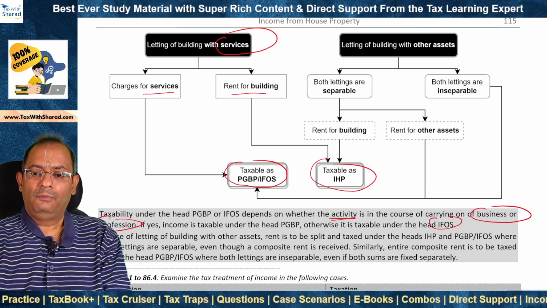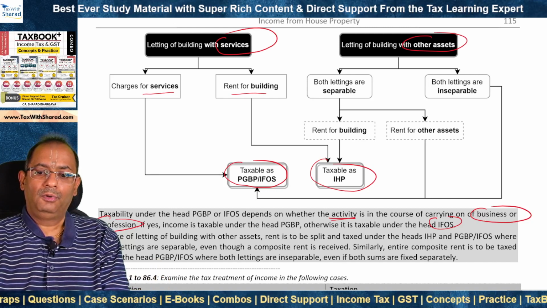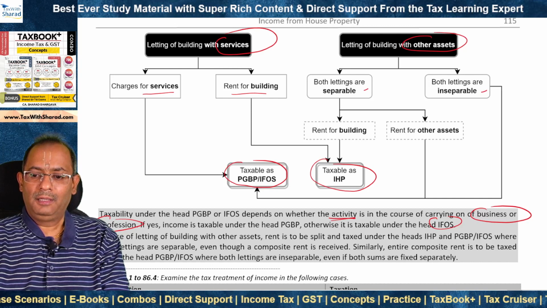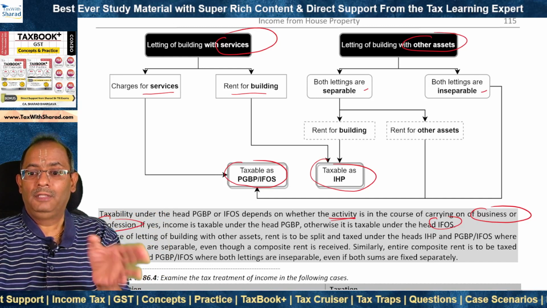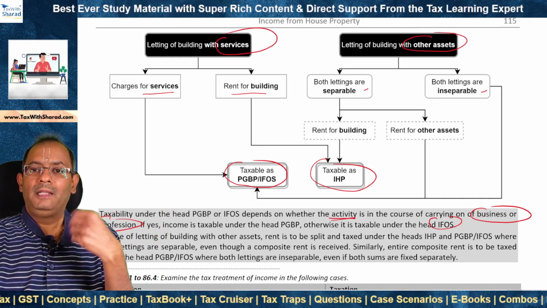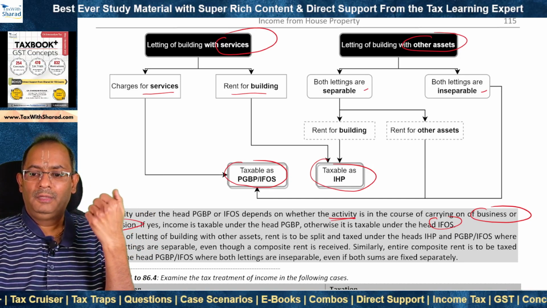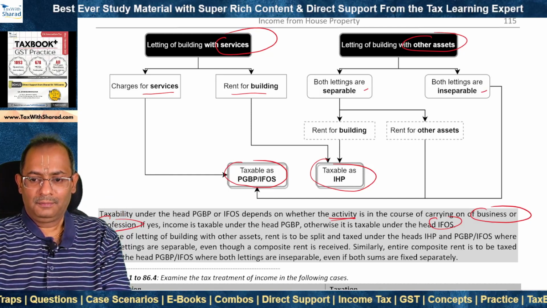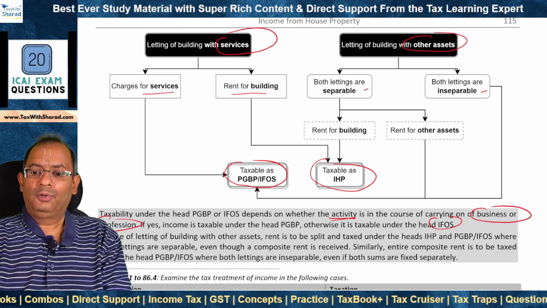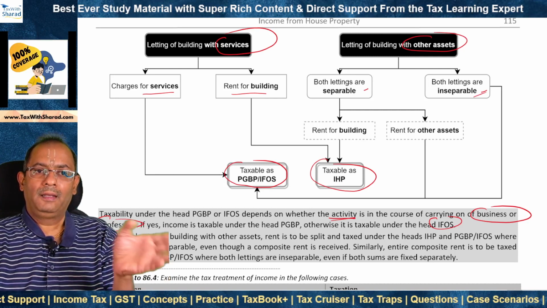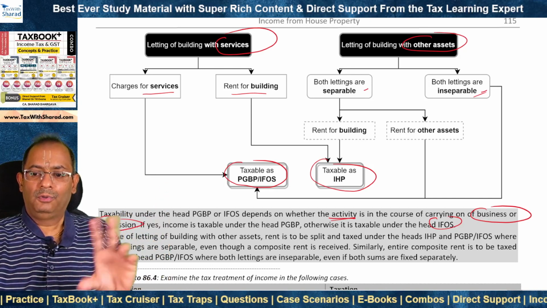Now when we talk about letting of building with other assets, plant, machinery or furniture, then it depends on whether both the lettings are separable or they are inseparable. Both lettings are inseparable when one is not acceptable without the other. For example, a multiplex is let out. Now multiplex is a building and it is let out with air conditioning and it is fully furnished, right? So the building is let out with other assets and both lettings are inseparable. That means without air conditioning and without being fully furnished, the other party will not accept the multiplex. So both lettings are inseparable.